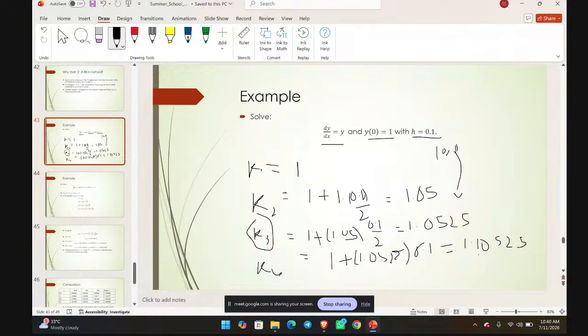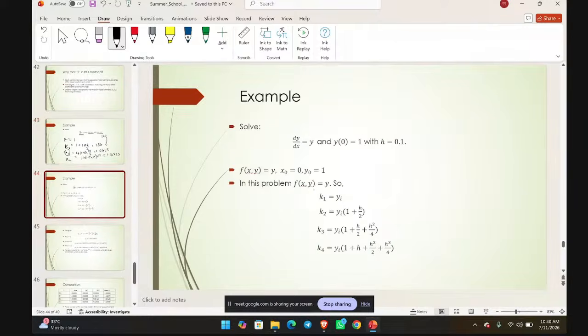Using all these 4 slopes, we average them with the weights 1, 2, 2, 1. We gave more weight to the midpoints because, as said earlier, it is more accurate to give more weight to the midpoint. So as we can see from the calculation here, K1 is always yi, the y coordinate at the ith step, and K2 turns out to be yi into 1 plus h by 2, and K3 turns out to be yi into 1 plus h by 2 plus h square by 4, and K4 turns out to be this value.